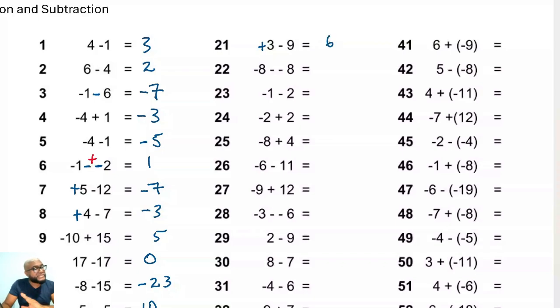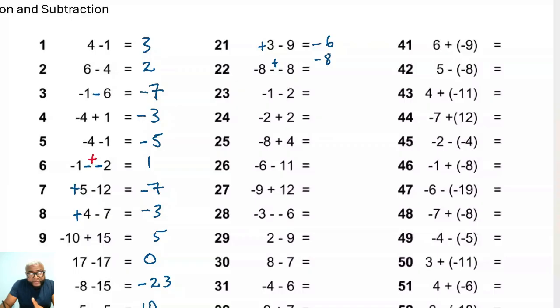Now what sign is going in front of the 6? We keep the sign in front of the larger number, which is 9. So what is in front of 9 here? Negative. Good? See how simple? Let's do the next one. Let me get rid of this double sign first. A minus and a minus is a plus. So I'm going to rewrite the question.